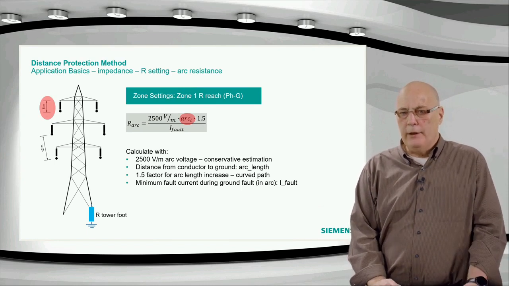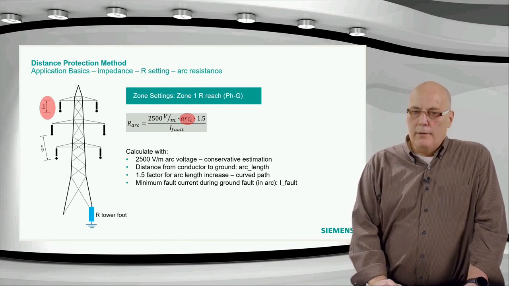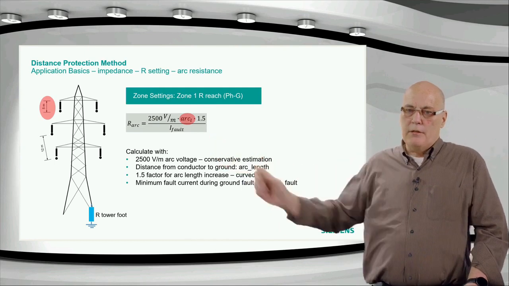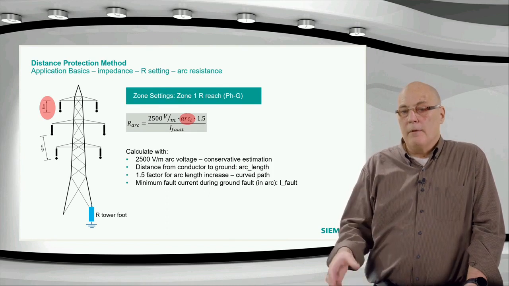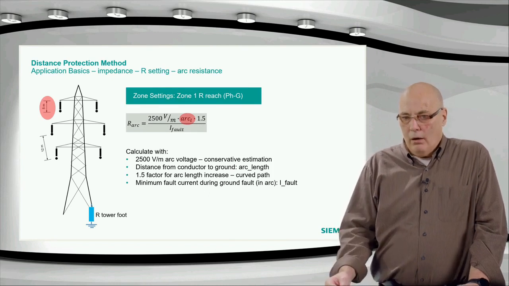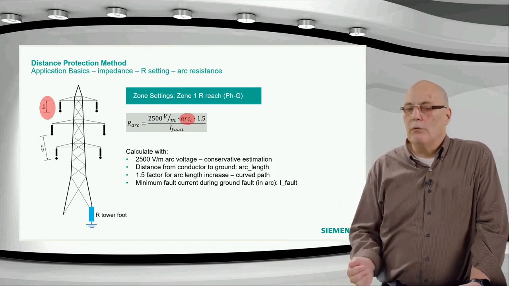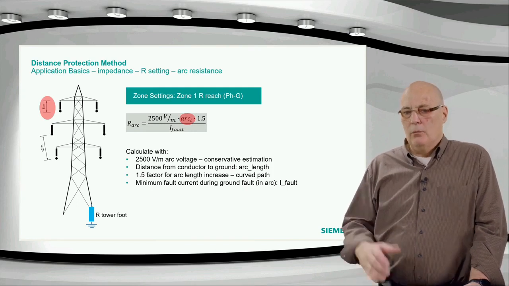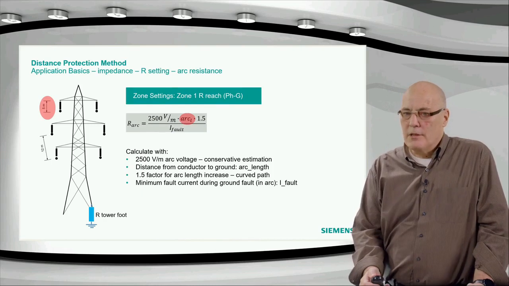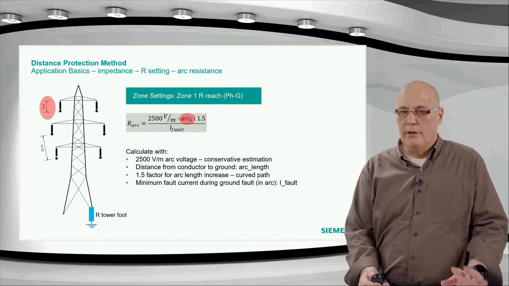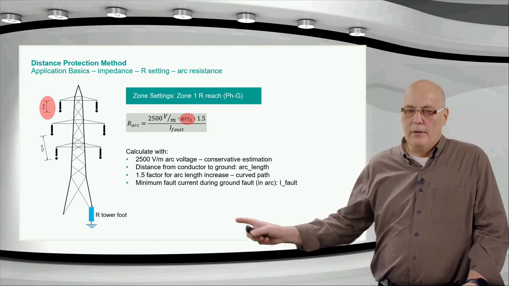So with that, we can calculate the arc resistance. What we need obviously is the fault current. And this is not the fault current at the local relay. This is the fault current in the arc essentially. But in terms of what the relay locally is measuring, we will see later on, we must be careful how we deal with the arc resistance in terms of local and remote in-feed. It is different to the tower footing resistance.